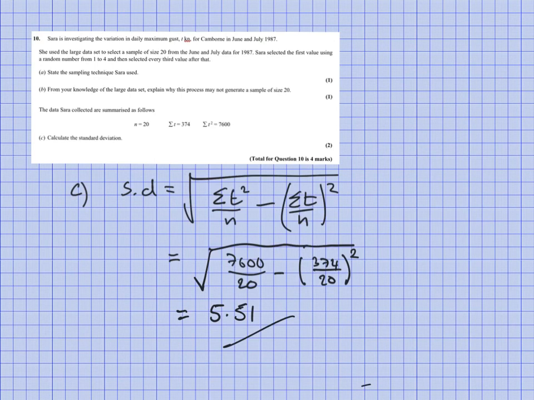Rounding is sensible. Do be careful with the rounding though. Okay, thanks very much.